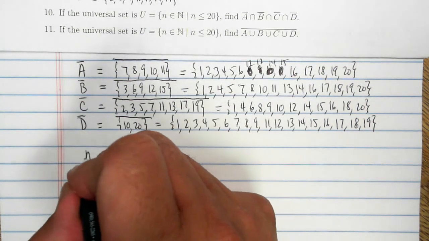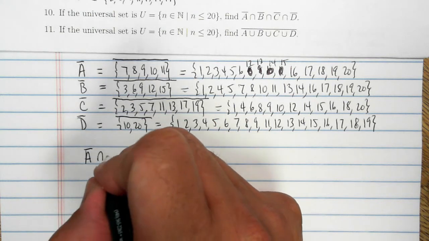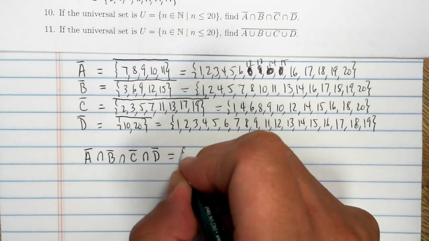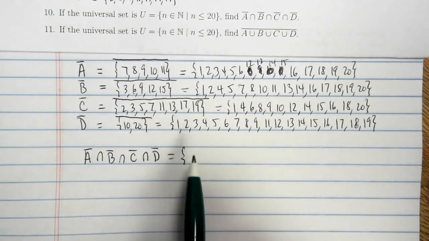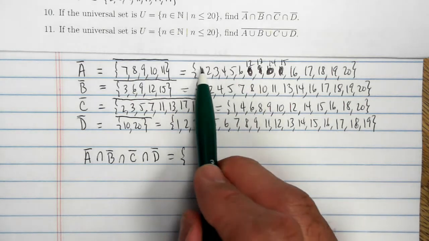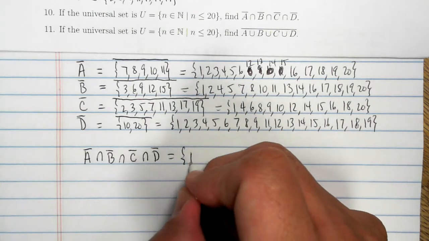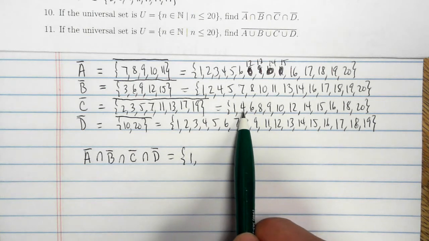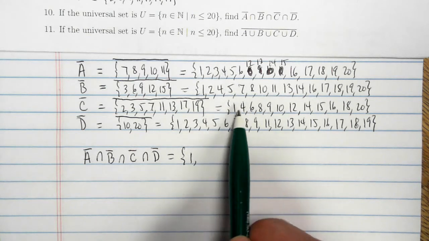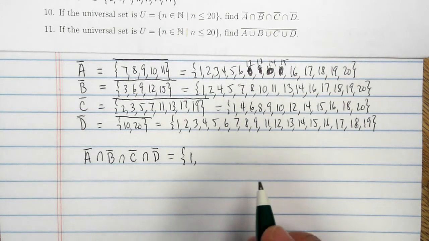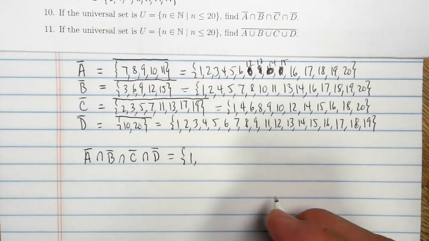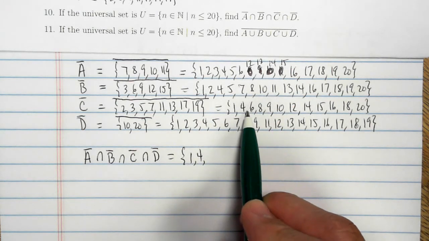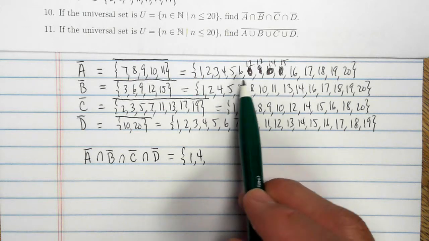Now, the question asks for A complement intersect B complement intersect C complement intersect D complement. So let's go through these and see what's in all sets. 1 is in all the sets. 2 is not in C, so I don't list that. 3 is not in C, so I don't list that. 4 is in all the sets. Five is not in C complement. 6 is not in B complement.